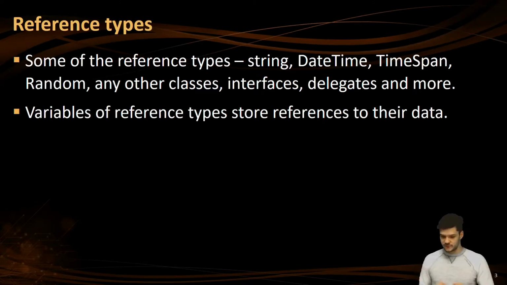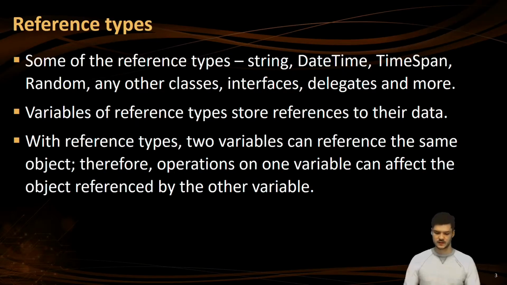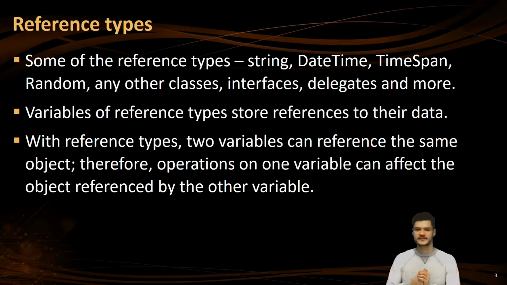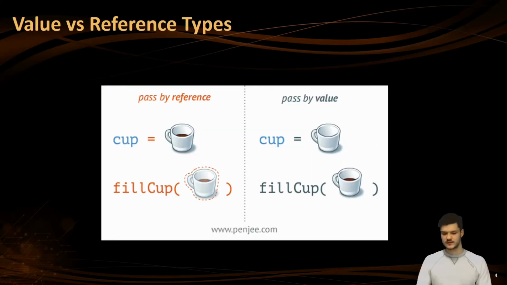So the variables of reference type store a reference to their data. Actually they don't store the data themselves, but they store the address at which the data is stored, right? So with reference type, two variables can reference the same object, and operations on one variable can affect the object that is referenced by the other variable. It means that they will change this variable.